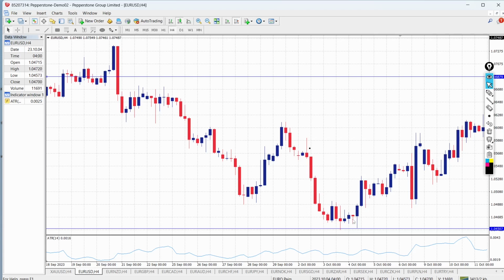Or what you could do, you could look at this candle we are going to enter from, then look for the candle which has the longest tail, which is this one, and then you put your stop loss below it.